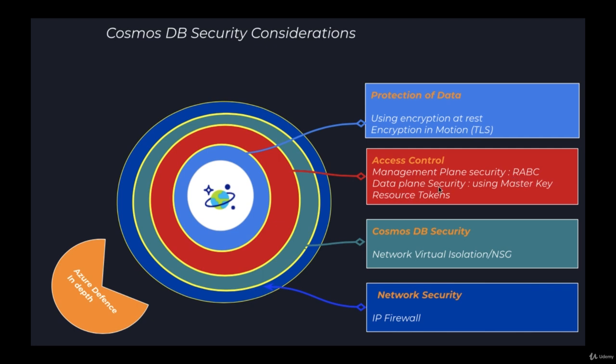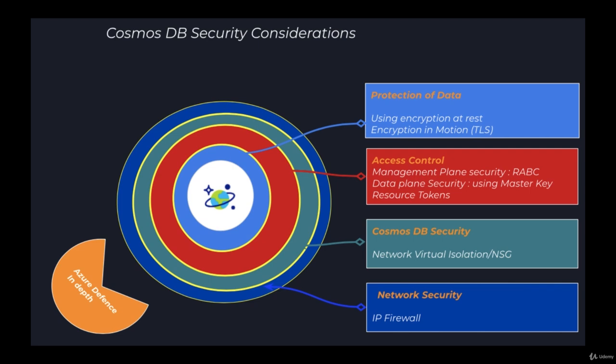And then we have data plane security using the master key and resource tokens. Lastly is the protection of the data that is stored in your Cosmos DB database. For that, encryption at rest is a feature that, on a PaaS service like Cosmos DB, is very easy to use, because all the data stored in Cosmos DB is encrypted at rest and in transport.